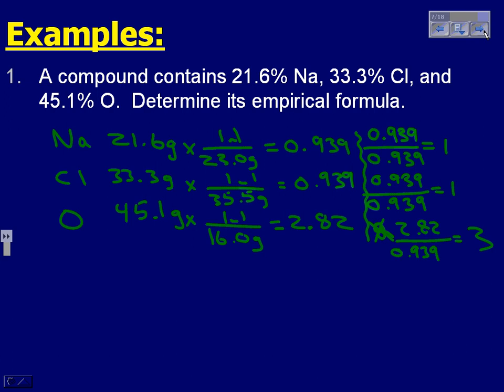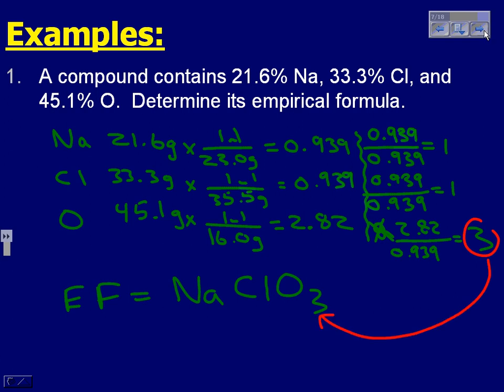What that last step does is turns all of our decimal numbers into whole numbers. Now we have whole numbers for the ratio. That means the empirical formula is Na1Cl1O3. And so those numbers become the subscripts. All right? They go into there. Same with the ones. Ones went in there too. We just don't write them in.